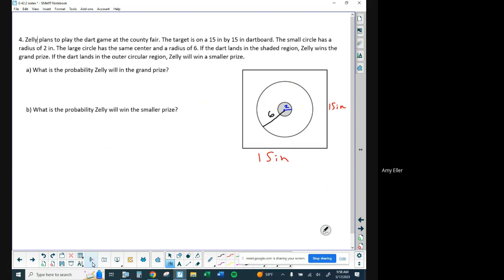Part A, find the probability Zelly wins the grand prize. Probability of getting the grand prize. What do we want over the total? What shape do we want? The small circle, right? I'm going to put small circle, that's what I want, over the total dartboard, the total big square. Go ahead, find the area of the small circle, find the area of the square, and then divide them.